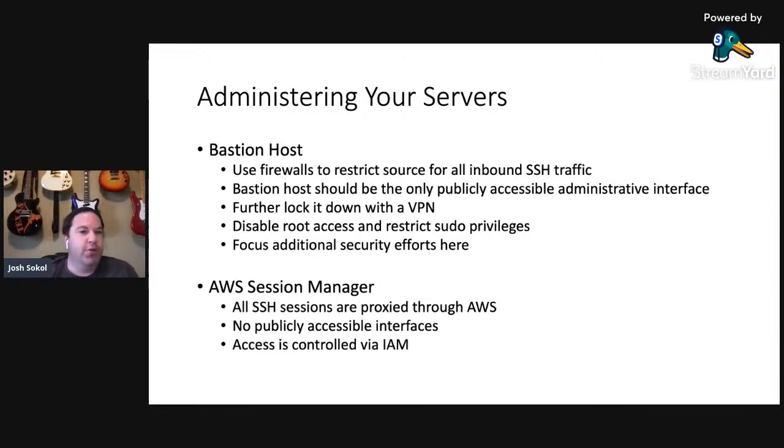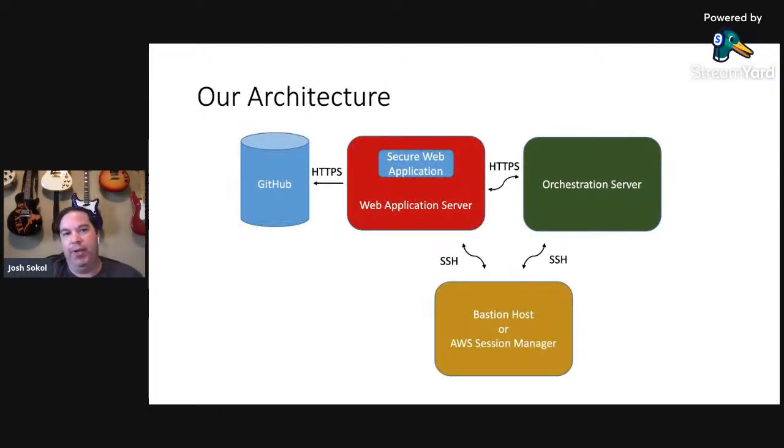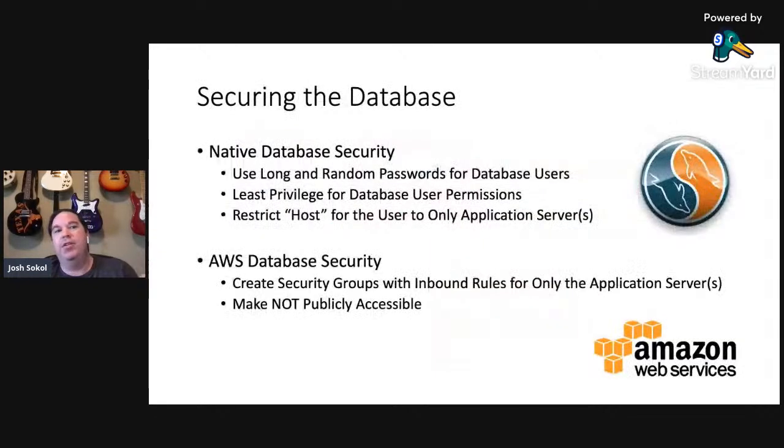Disable root access, restrict sudo privileges. And the whole idea of this is that you can focus your security efforts in that one location. You harden that bastion host beyond any of your other systems, because that's going to be that point of access. So at this point, our architecture looks something like this. We've added our bastion host or our AWS Session Manager, and that has that SSH level access onto our systems. Now, our next piece is going to be our database, right? We're going to add in our database. In the case of SimpleRisk, it's a MySQL database. So how do we secure that database?